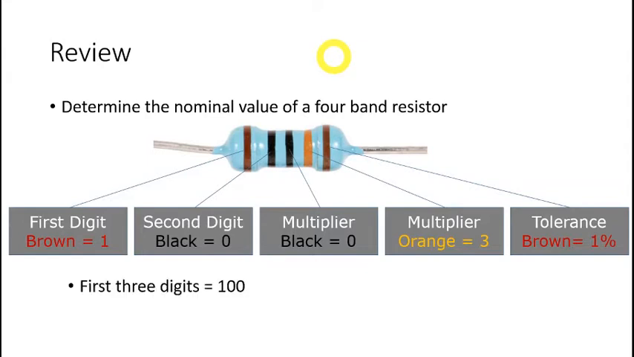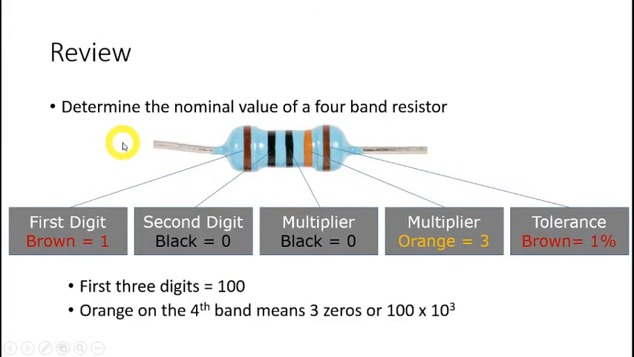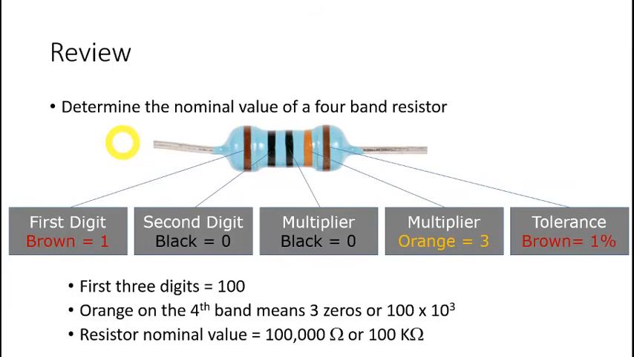So the first 3 digits are 100. And then our multiplier, again, is 3, so we want to add 3 more zeros on here. And so the fourth band means 3 zeros, so I'm going to take my 100 times 10 to the third, because orange is 3 positions there. And that's going to give me 100,000 ohms or 100 k ohms for the resistance, and that is the nominal resistance. We would apply our tolerance to get the actual acceptable range.